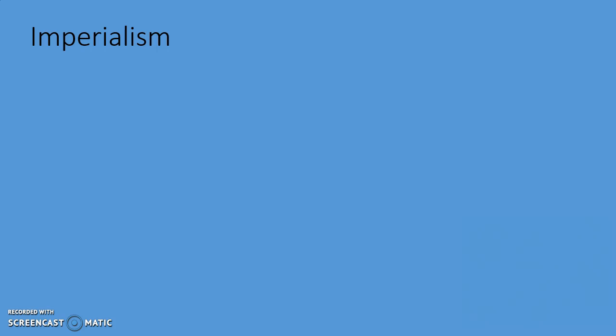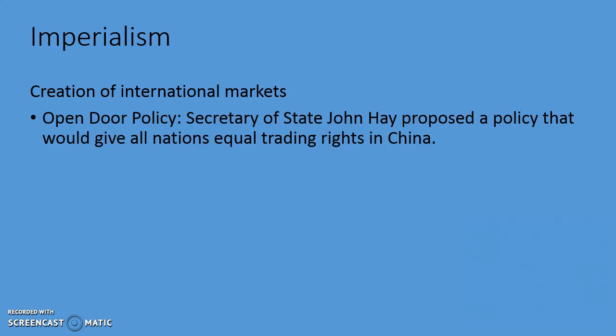So the first part of the standard is imperialism, and that's specific to the United States. The first part of that is the creation of international markets, meaning we're going to go out into different places in the world, specifically in Latin America, and start trading, specifically selling things with them, and getting into an opportunistic relationship for ourselves.